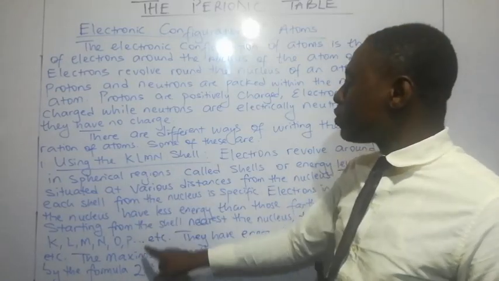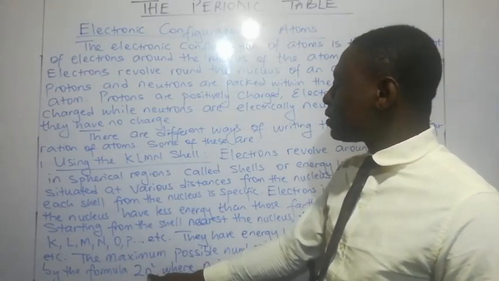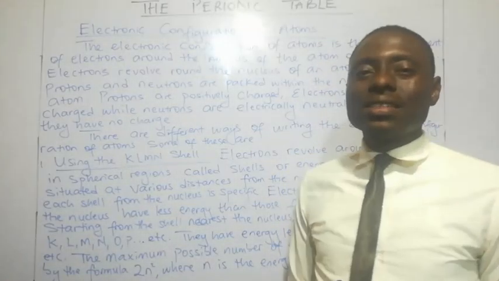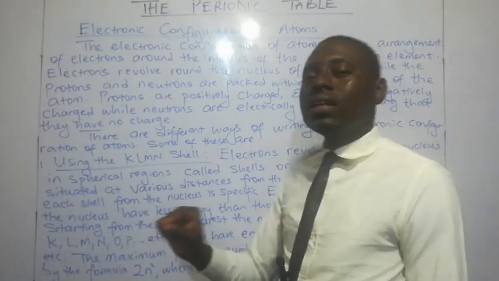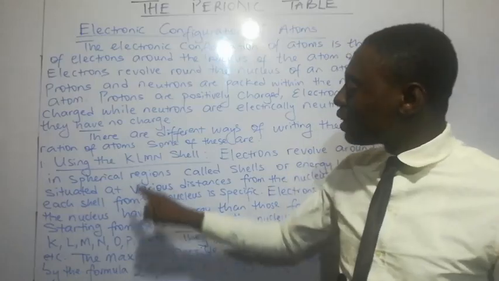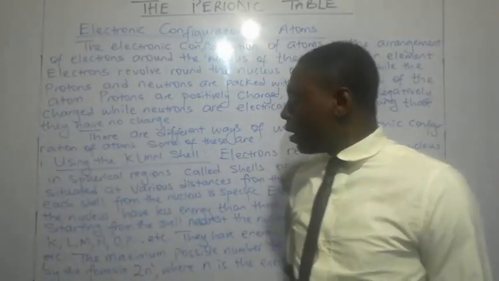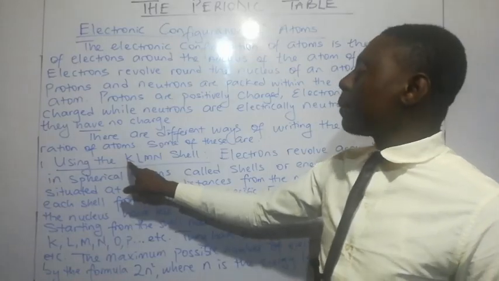So if we are talking about M shell, for instance, M will be taking energy level 3. So if I use this formula, that will be 2 times 3 squared. And what is 3 squared? That's 9. So 2 times 9 is 18. So that means that the maximum number of electrons that can stay on the M shell is 18.